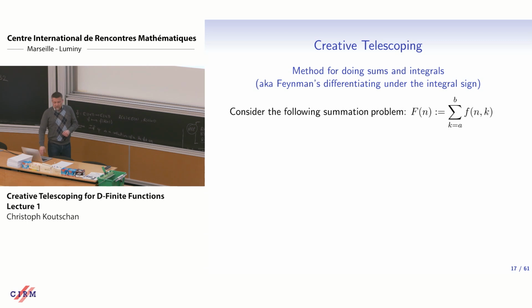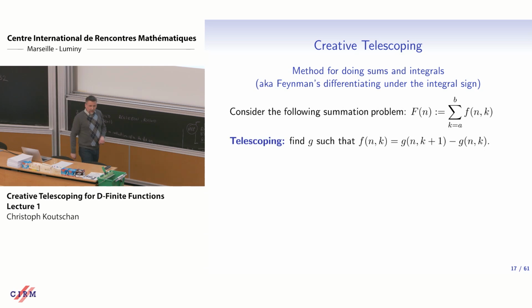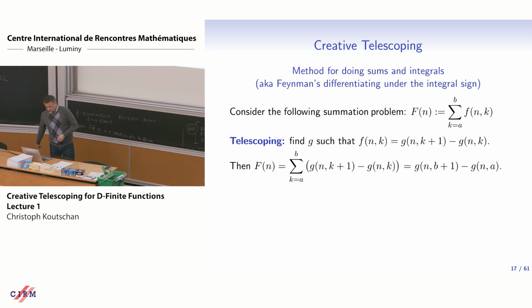Okay. So how does creative telescoping work schematically? We look at a summation problem of this form. Now f(n,k) can be whatever. And we want to sum it in a certain summation range, and we call the sum capital F(n). In Gosper's algorithm, we have already seen the telescoping trick that every first semester student learns. If we succeed in rewriting f as an antidifference, as we have studied before, then we have an evaluation of the sum. Then we just evaluate this antidifference at the boundaries of the sum.